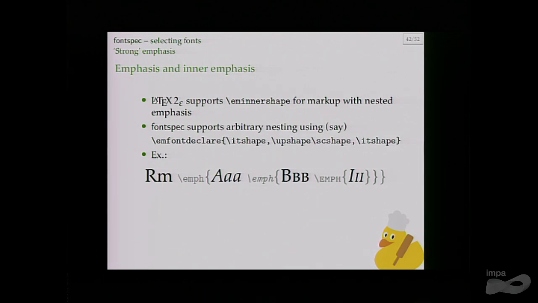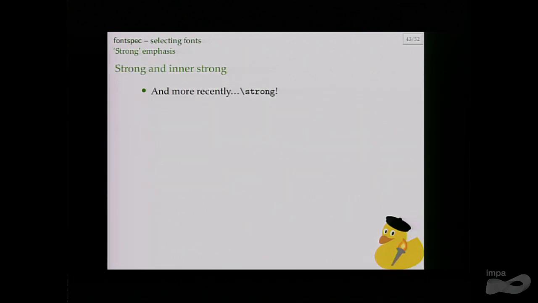So you get something like this. RM goes to italics AAA, and then that goes to small caps BBB, and then that goes to italic small caps III. That's A, B, I; it doesn't go C because italic C is a bit hard to differentiate visually in this context.